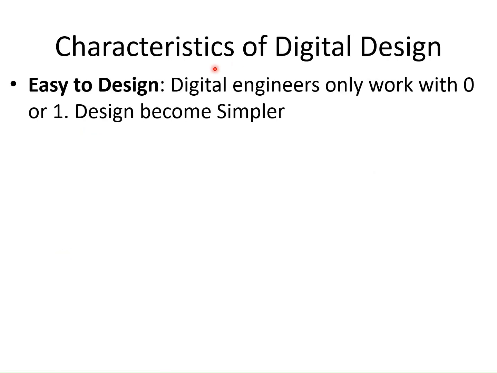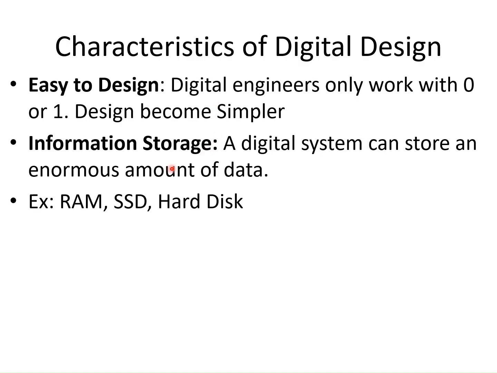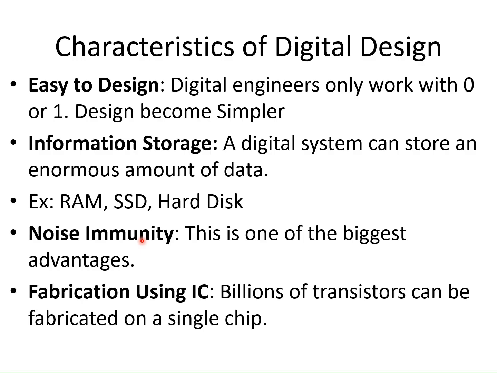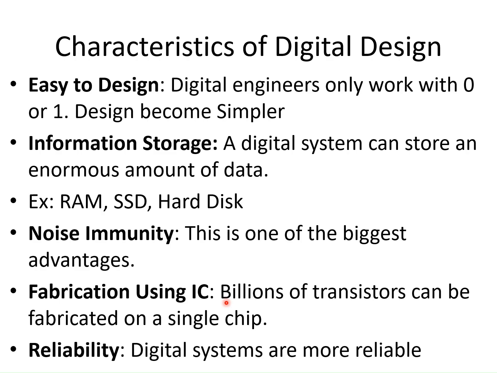Characteristics of digital design. Let's see them one by one. Easy to design. Digital engineers only work with either 0 or 1. There are no other values, so design becomes simpler. Information storage. RAM, SSD, hard disk store enormous amounts of data. Third one, noise immunity. This is one of the biggest advantages. Suppose you are sending a signal 0, and due to some noise it is corrupted to 0.1, it will still be taken as a 0. Next, fabrication using ICs, where billions of transistors can be fabricated on a single chip. Next one, reliability. Digital systems are more reliable.